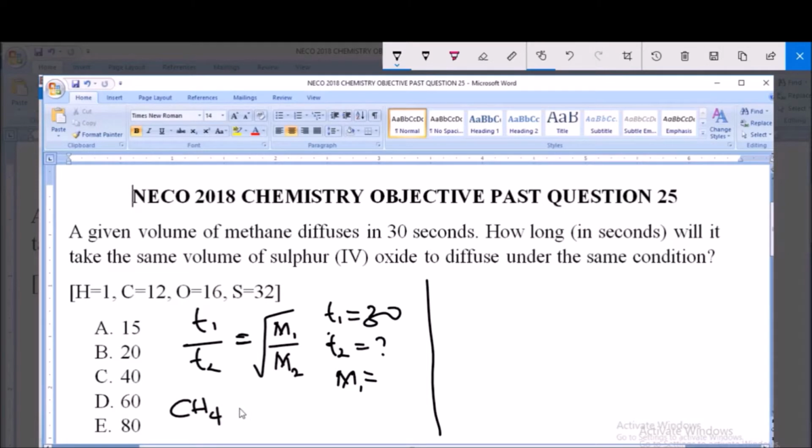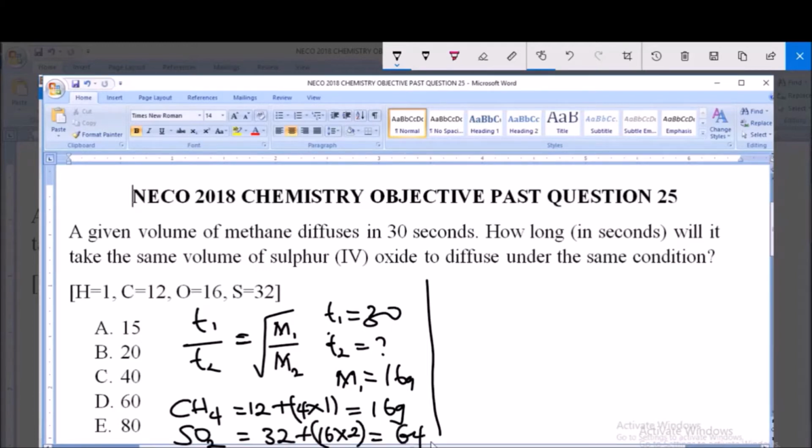CH4, and that is equal to 12 plus 4 times 1, and this will give us 16. So the molecular mass of methane is 16 gram. Then that of sulfur oxide is SO2, and this is equal to 32 plus 16 times 2, and this will give us 64 gram. So M2, which is the molecular mass of the sulfur IV oxide, is equal to 64 grams. Now we can find the time taken for this sulfur IV oxide gas to diffuse under the same condition.